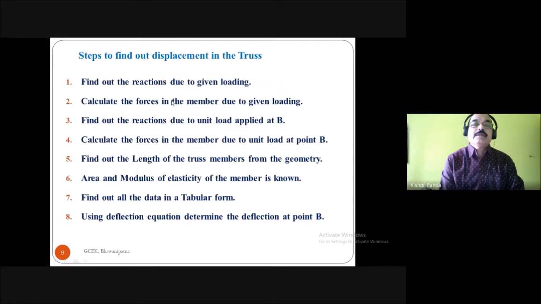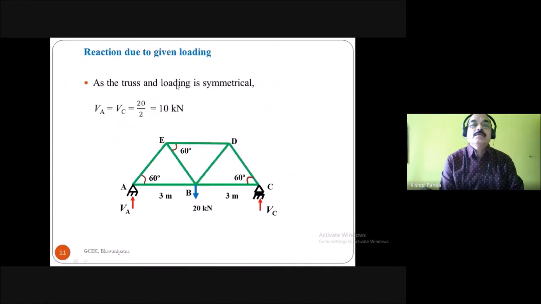So what is the first step? First you find out the reaction due to the given loading, because this is the truss and the loading is given at B. Let us take the reactions at A and C as VA and VC.